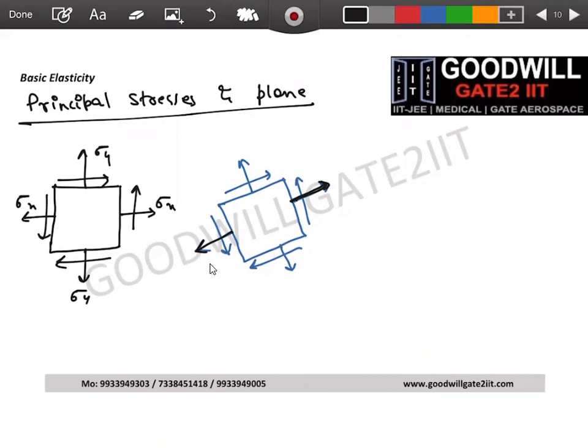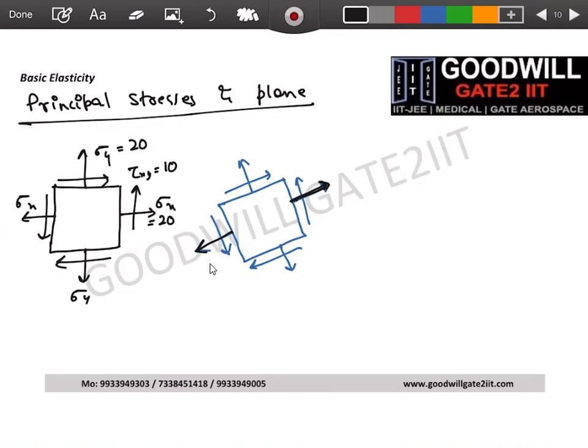All right. So let's say in the first case, sigma X value was 20. Sigma Y was 20. And tau XY was, let's say, 10. I'm just giving you a hypothetical example. Yes, Tushar, you can do it. But now when you rotate it, you don't know the value, right? So I'm giving you hypothetical numbers.